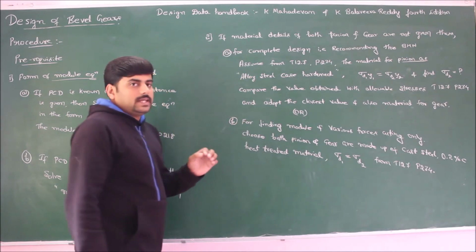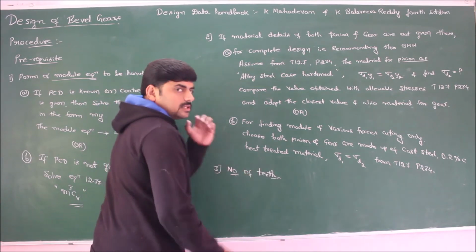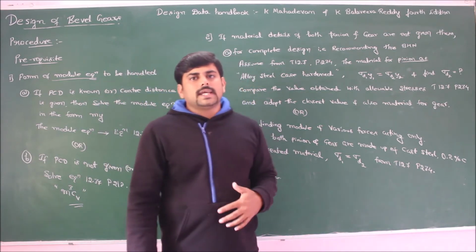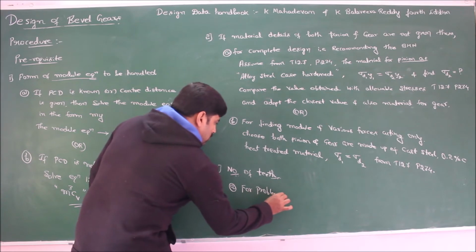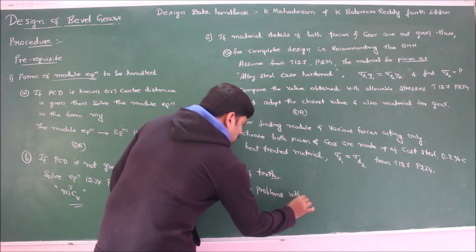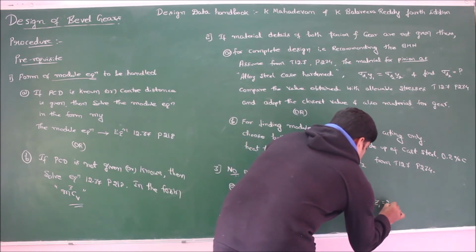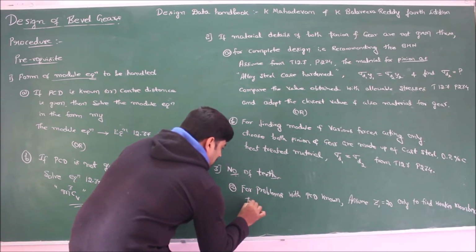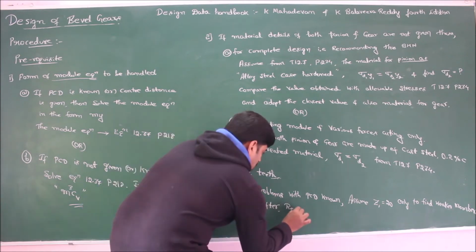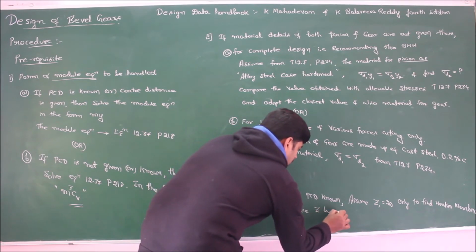Now moving on to the third prerequisite, that is the number of teeth. If the number of teeth on pinion as well as gear is not given in the problem or not known to us, then for problems with PCD known to us, assume the number of teeth on pinion as 20 only to find the weaker member. Thereafter replace Z by using the module equation, that is M is equal to D by Z, so therefore Z will become D by M.